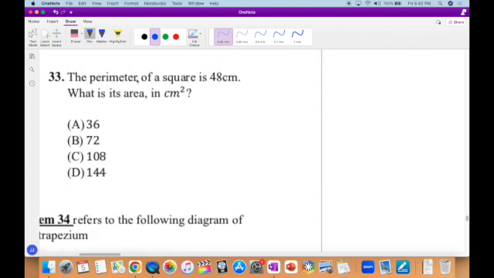Number 33, the perimeter of a square is 48 centimeters. So that means that if this is x, 4x is going to be 48. That is x plus x plus x plus x is 4x. So x will be 48 divided by 4 is 12. And so the area, if it is a square, that means this will be 12 and this will be 12. 12 12s are 144. D.